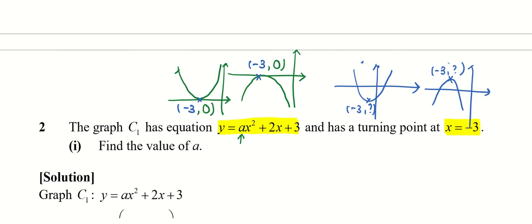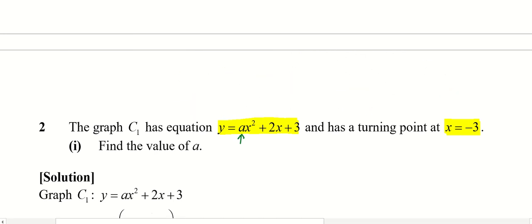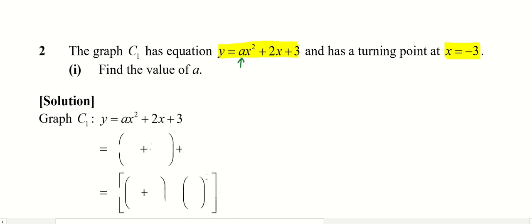Continuing from there, how can we associate my graph with a turning point at x equals -3? Recall from secondary school, we can do that by completing the square. So let's revise completing the square. In completing the square, we always make sure that the coefficient of x squared is 1. Therefore, I need to factorize out my a first. As I factorize out a, I only factorize it out from the first two terms, your x squared and your x. Ignore the constant because we do not want to complicate the expression.